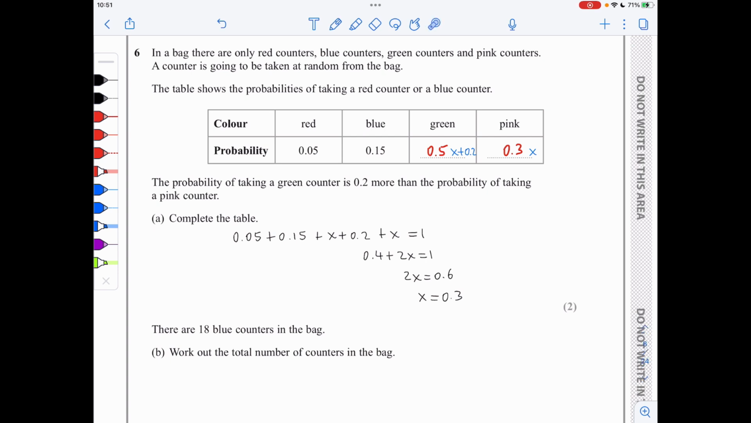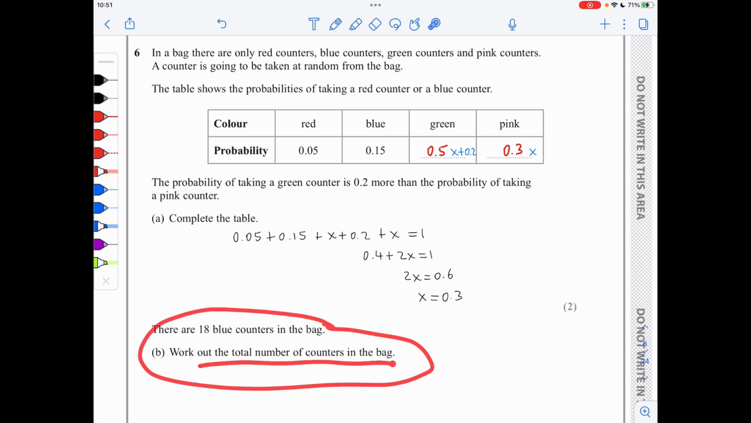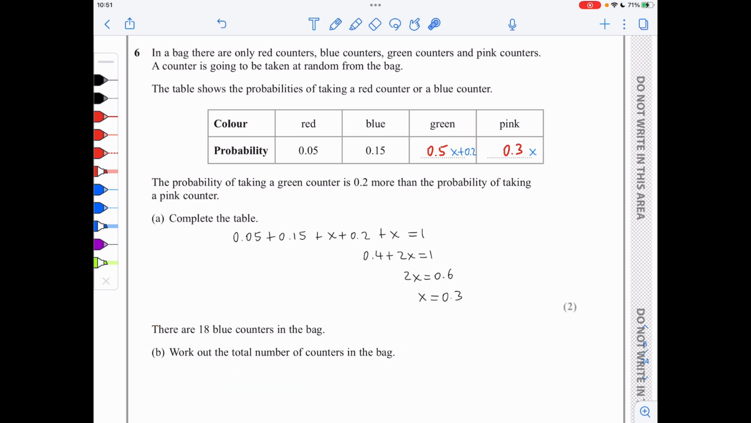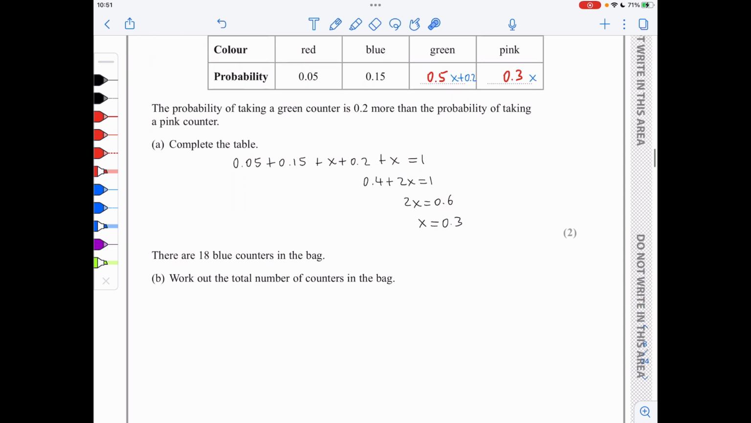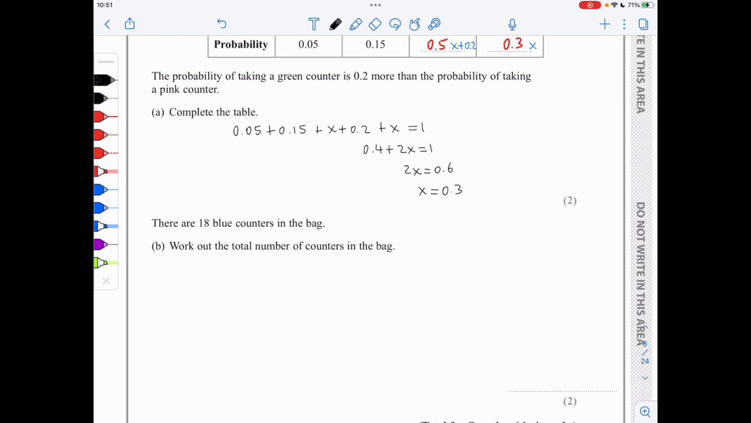Now we've got 18 blue counters in the bag. We need to work out the total number of counters. I will be using the probabilities associated. So for blue it was 0.15. So if a probability of 0.15 corresponds to 18 counters, then the total probability should correspond to the total number of counters. I will call this y. So y will be 1 times 18 over 0.15, which works out to be 120 counters in total.